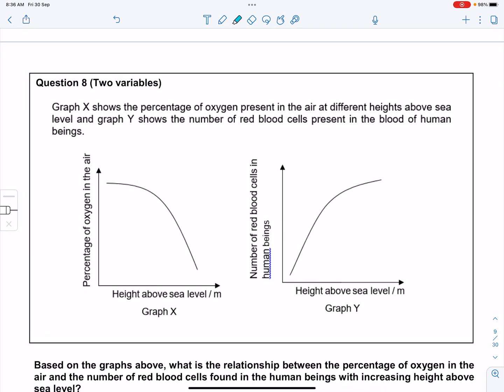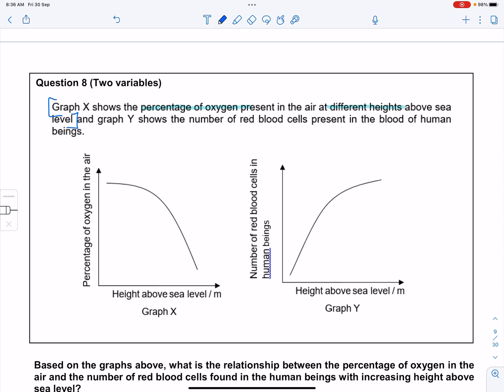Now, what happens when you see two variables? Sometimes in questions, they can present to you two different variables, okay, and you have to superimpose, meaning that you have to match the two together to make sense. So let's take a look. What does it mean? So the graph X shows the percentage of oxygen present in the air at different heights above sea level. This is for graph X.